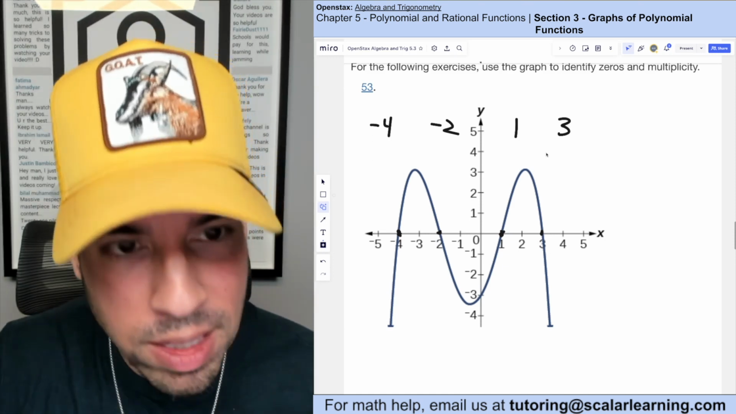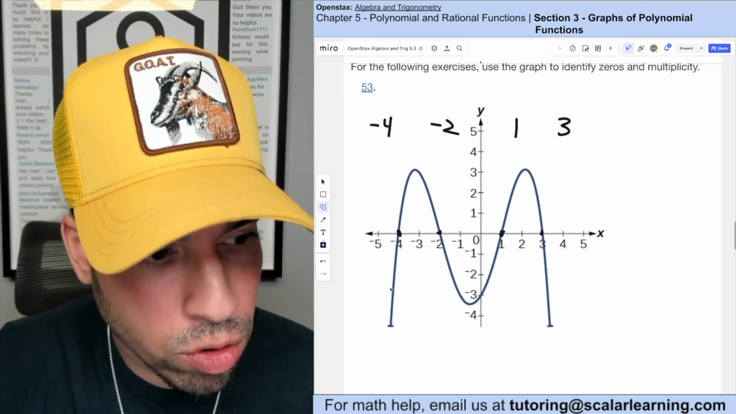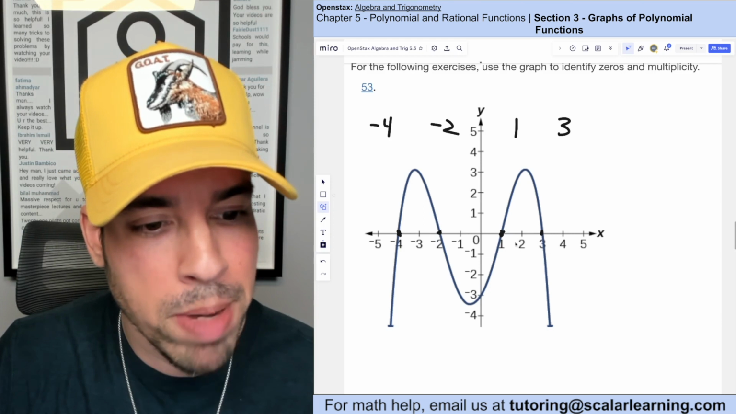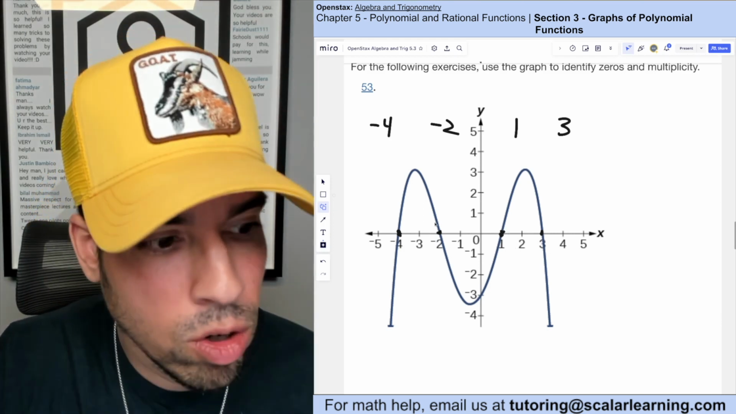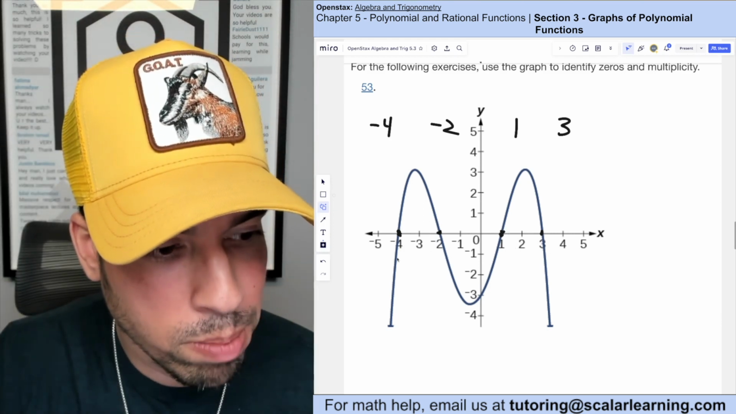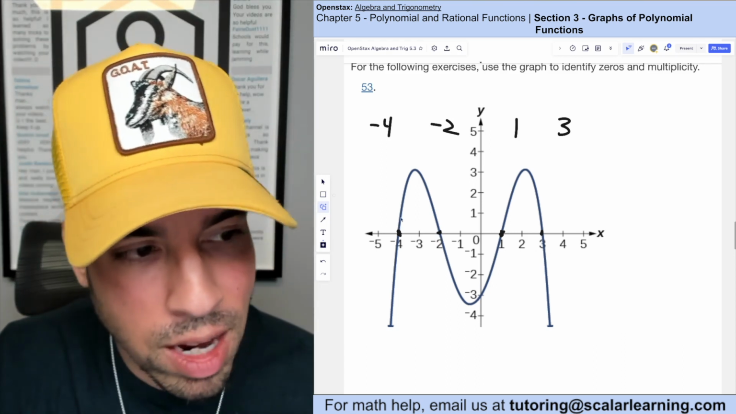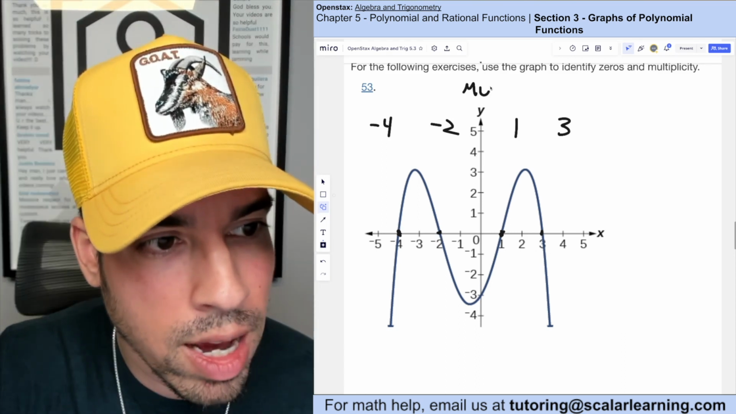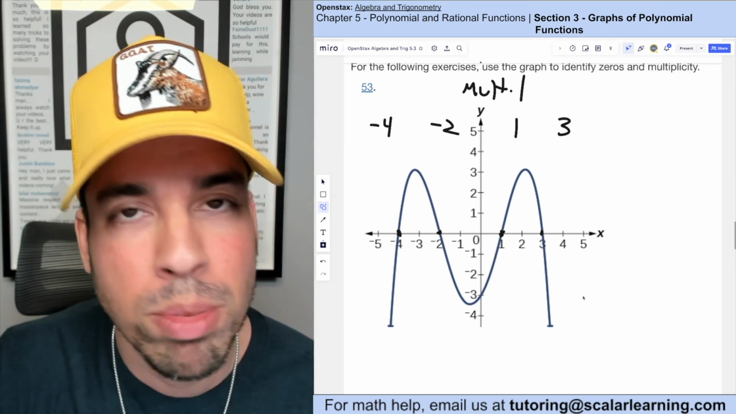My multiplicities are going to depend on whether it goes through, aka penetrates, or if it bounces. Now, all of these go through. There's no bouncing, so there's penetration on every single one in terms of the x-axis. So these are all going to have a multiplicity of 1. Boom, done.